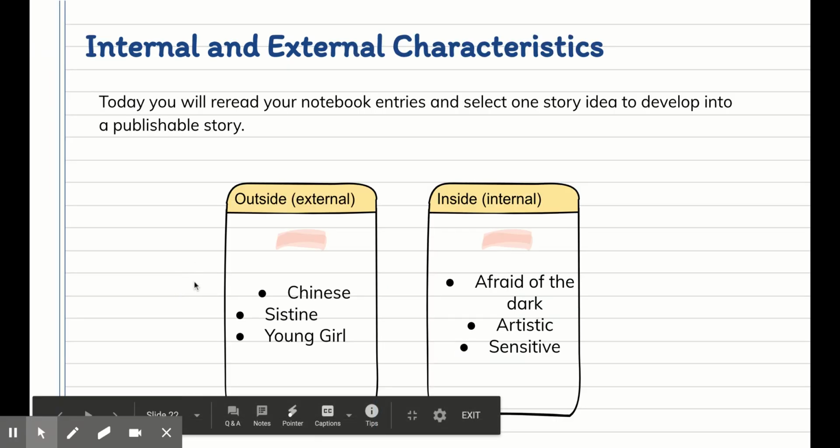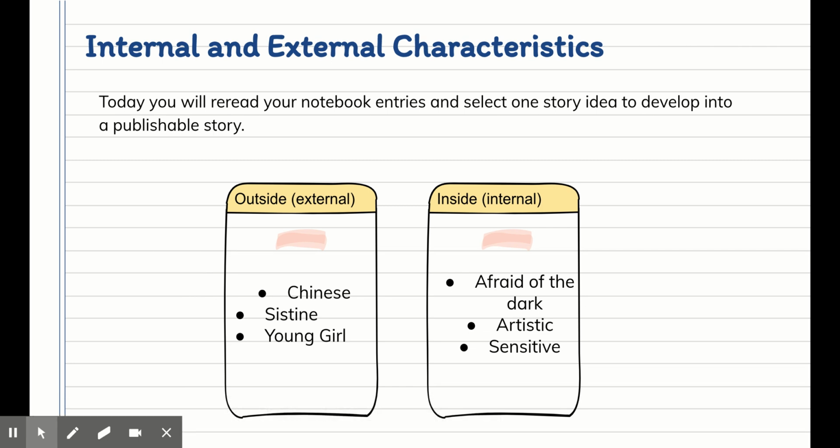So today, each of you will reread all of your entries or some of your entries and select one idea to develop into a story that you can publish. So I'm going to teach you that fiction writers don't just go from choosing an idea to just writing a draft. Instead, a fiction writer lives with the story idea for some time.